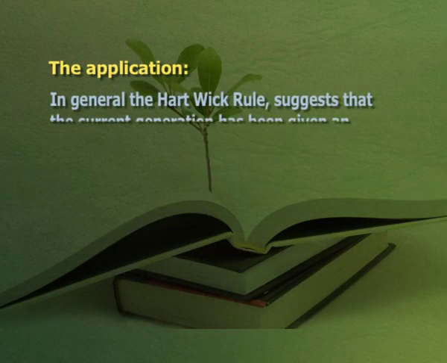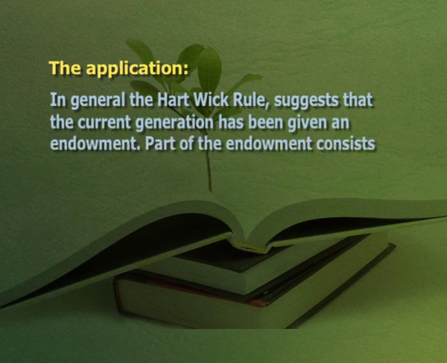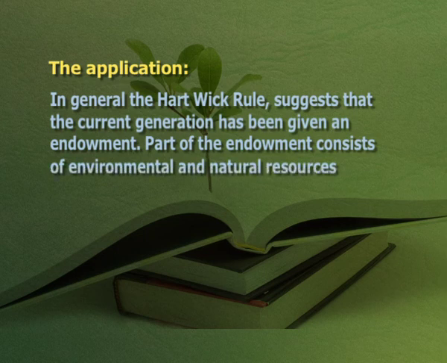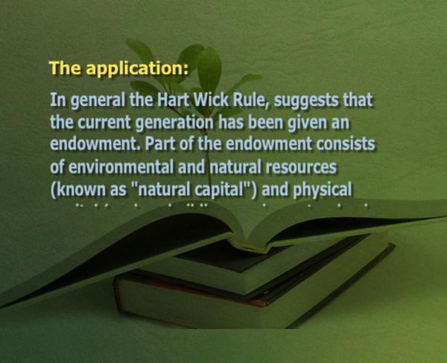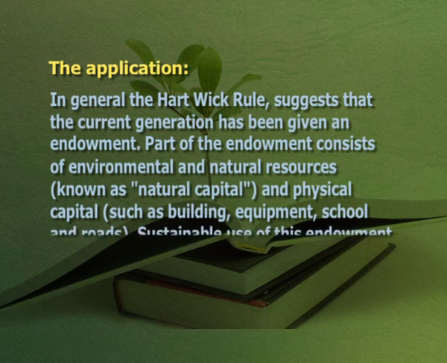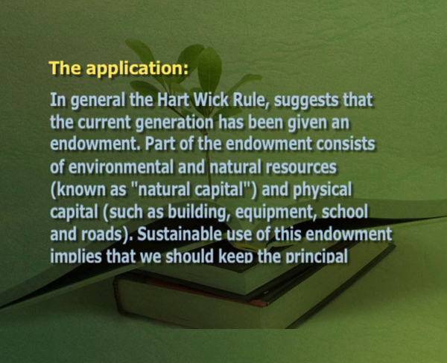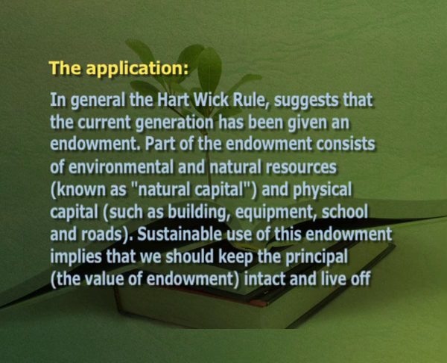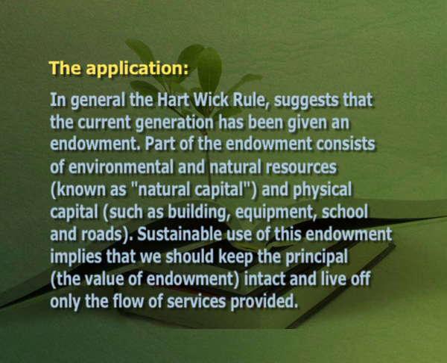In general, the Hartwick rule suggests that the current generation has been given an endowment. Part of the endowment consists of environmental and natural resources known as natural capital, and physical capital such as buildings, equipment, schools and roads. Sustainable use of this endowment implies that we should keep the principal, that is the value of the endowment, intact and live off only the flow of services provided. We should not, in other words, chop down all the trees and use up all the oil, leaving future generations deprived of resources. Rather, we need to assure that the value of the total capital stock is maintained, not depleted. The desirability of this version of the sustainability criterion depends crucially on how substitutable the two forms of capital are.